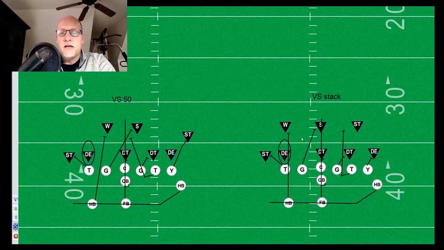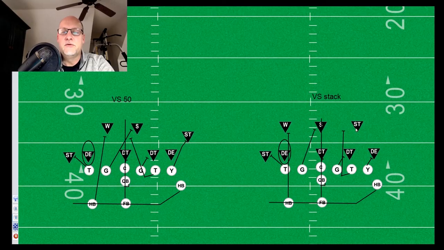Against a 50, we're going to base it here. You're going to get the same switch or combo look over here. We're going to still read that 4 technique. We're going to block out on that dog. We're going to take your play side guard, and he's going to get on Mike linebacker. So now what we've got is all 3 linebackers blocked.